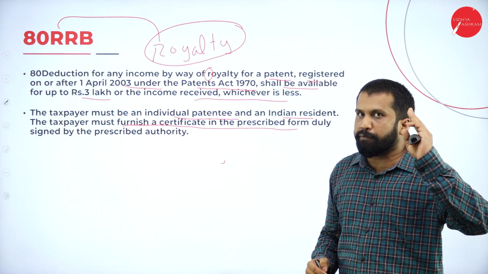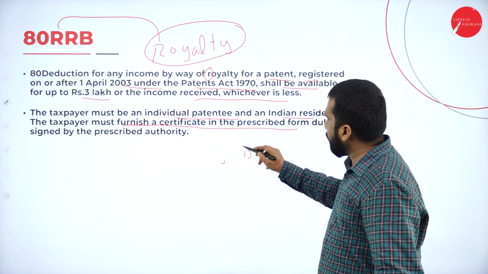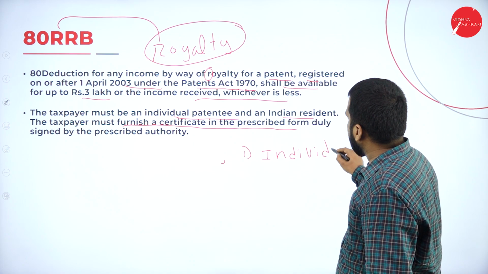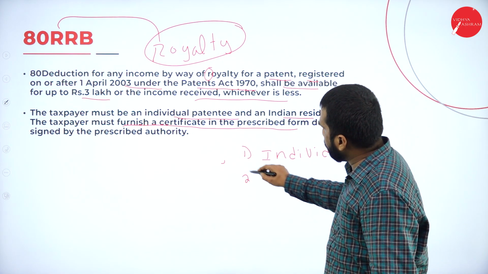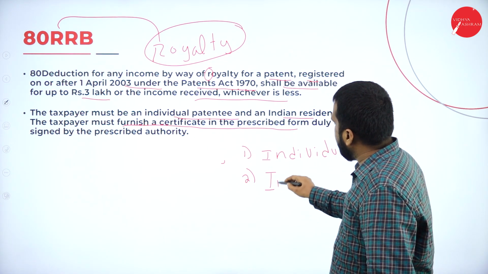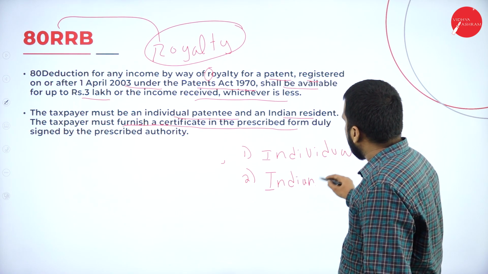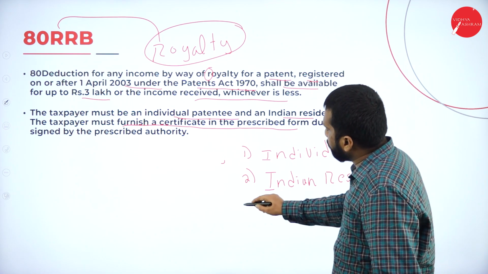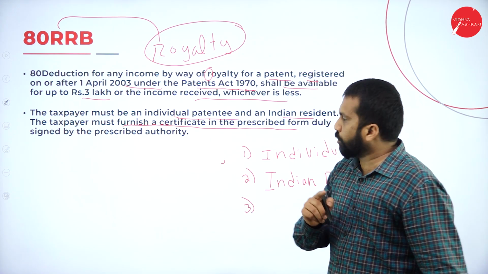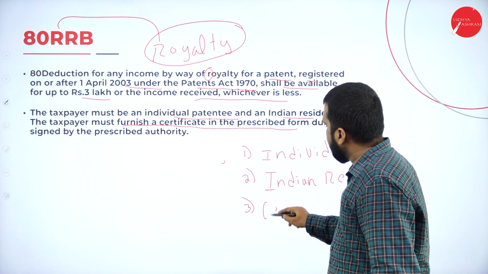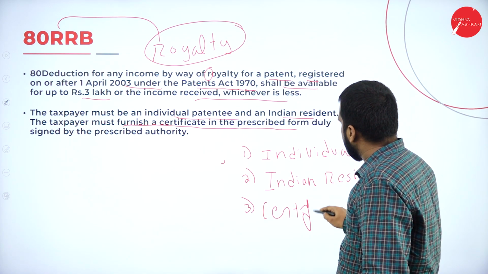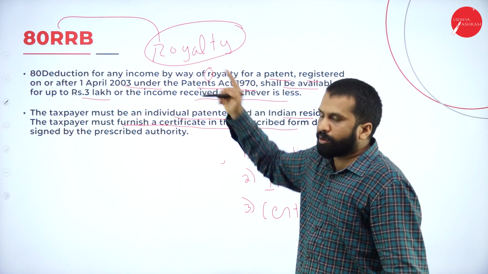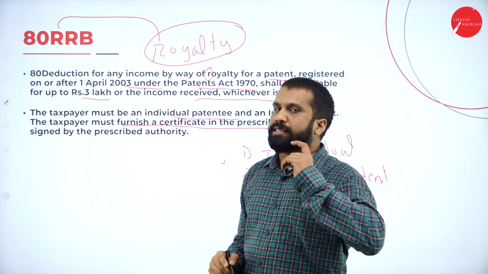What are the 3 conditions for RRB? First condition, he must be an individual. What is the second condition? He must be an Indian resident. What is the third condition? Third condition, he should give a certificate. Certificate about what? Not on this, on royalty. For that, he should give a certificate.